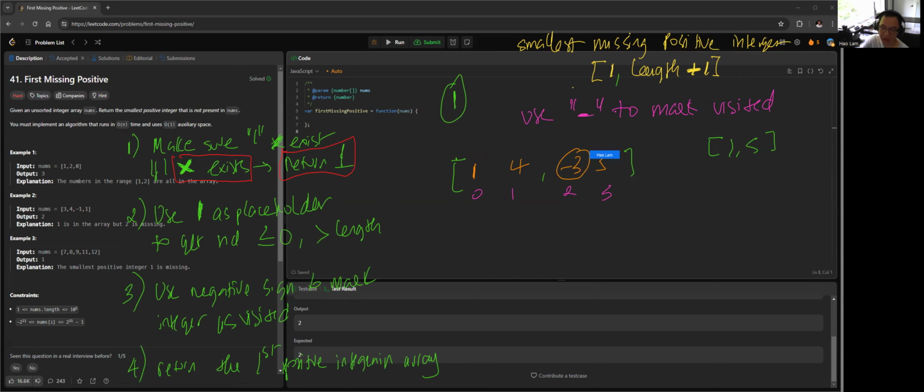-3 is not okay because we don't have index -3, so we turn it into a 1. 1 already exists, so we don't care. 5 is out of bound because we don't have index 5, so we set this to 1.